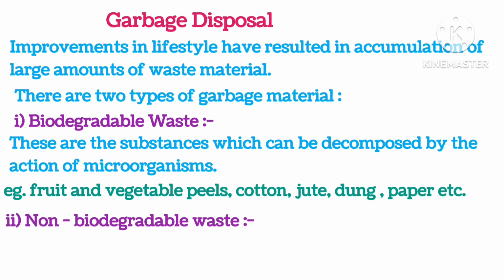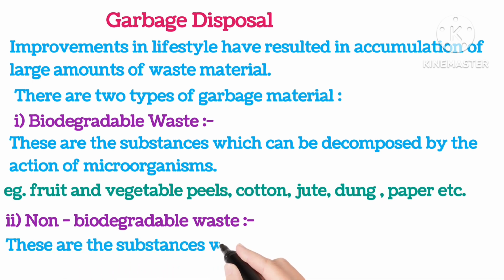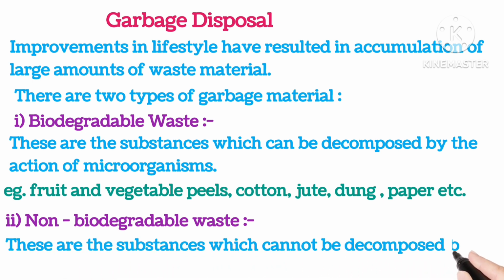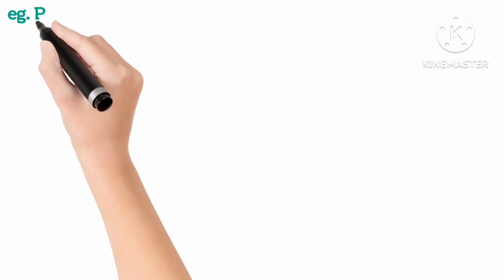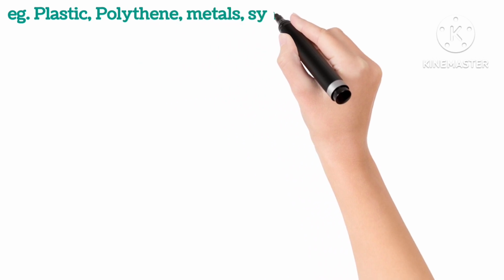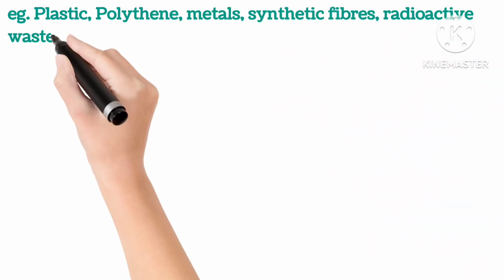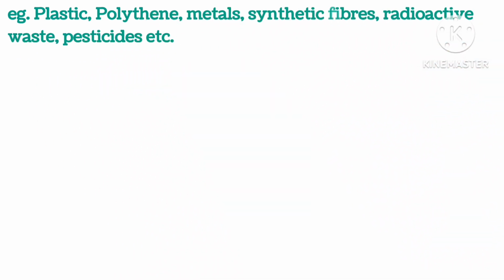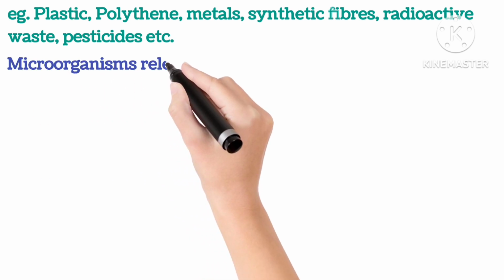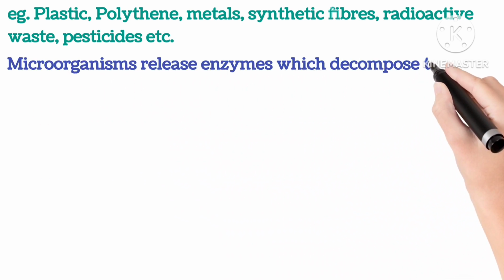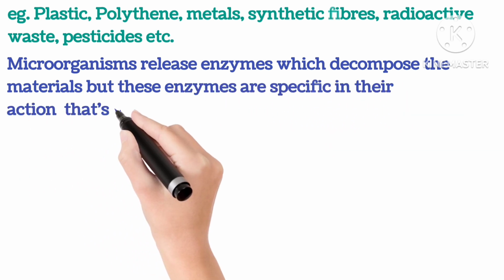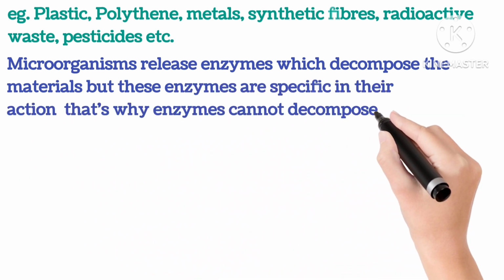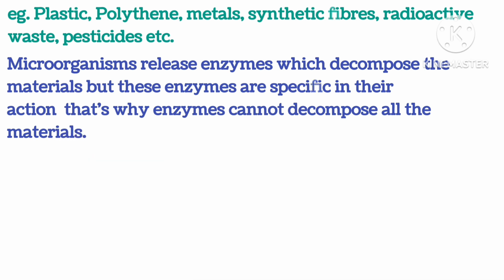Second is non-biodegradable waste. These are the substances which cannot be decomposed by the action of microorganisms like plastic, polythene, metal, synthetic fibers, radioactive waste, pesticides, etc. Microorganisms release enzymes which decompose the material, but these enzymes are specific in their action, and that's why enzymes cannot decompose all the materials.